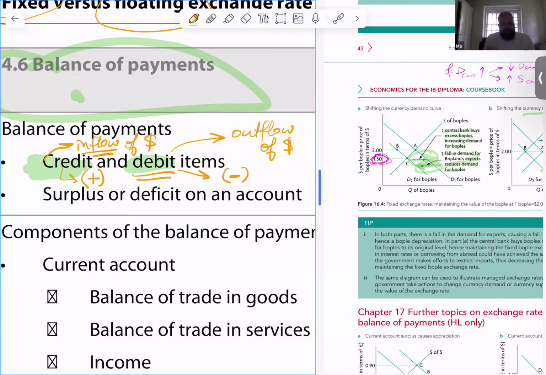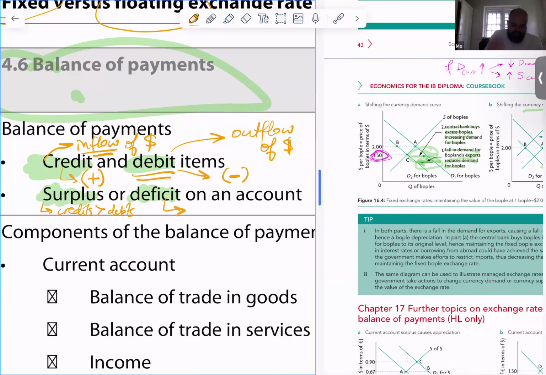Now, every account can either be in surplus or in deficit. A surplus happens when the sum of credits exceeds the sum of debits. The sum of inflows exceeds the sum of outflows. A deficit happens when the sum of debits, the outflows, exceeds the sum of credits.